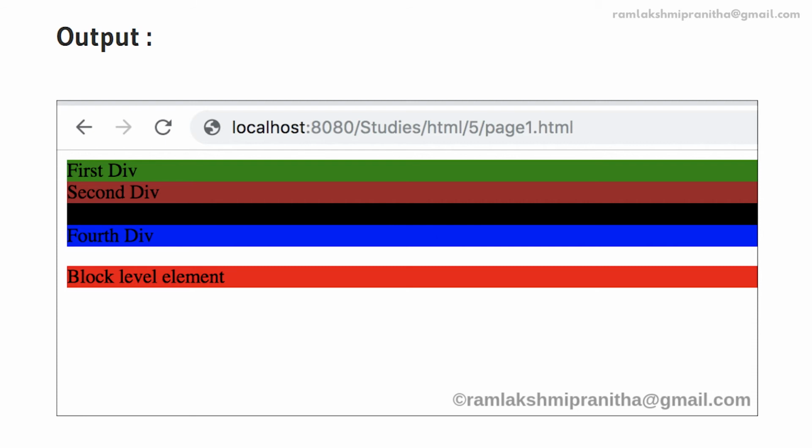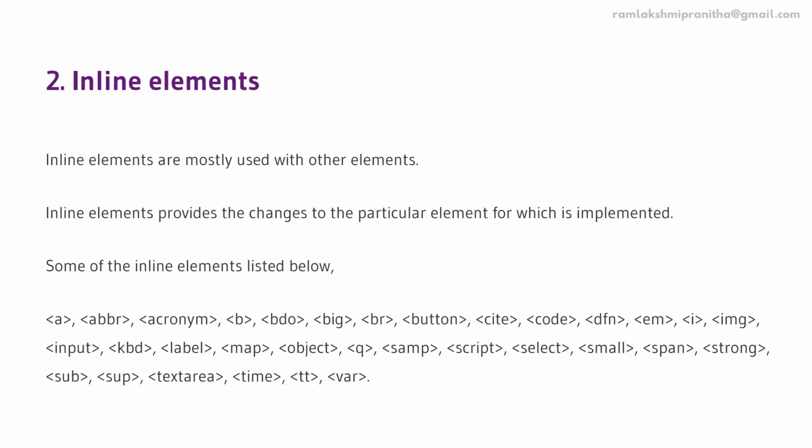15. Now save the file with the .html extension. 16. And if we access the file via a web browser, 17. the block level elements are displayed with colors in the web page. 2. Inline elements. Inline elements are mostly used with other elements. Inline elements provide changes to the particular element for which they are implemented.